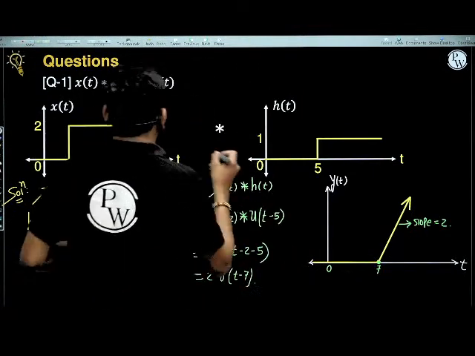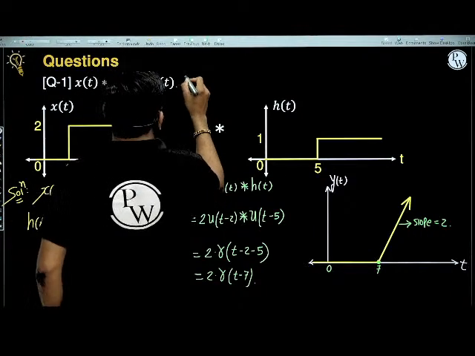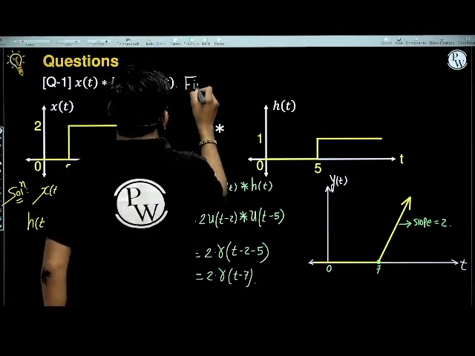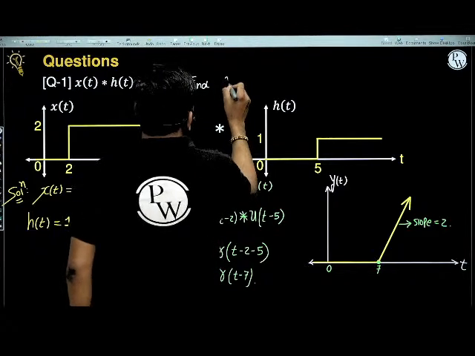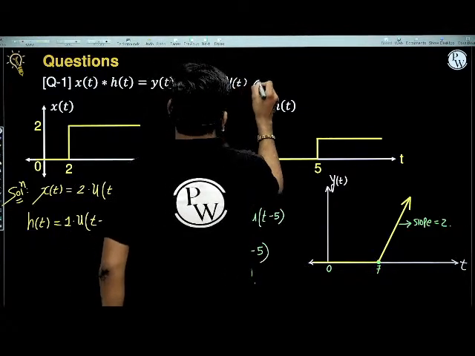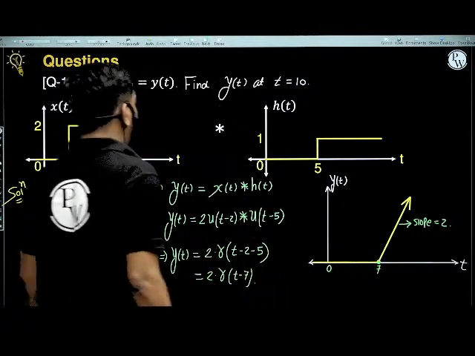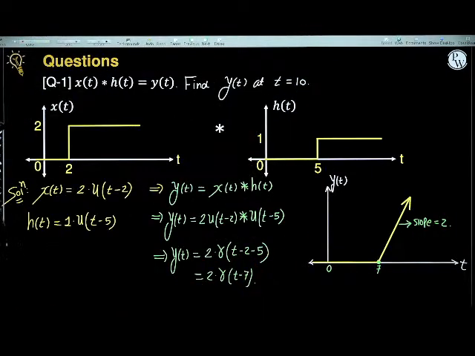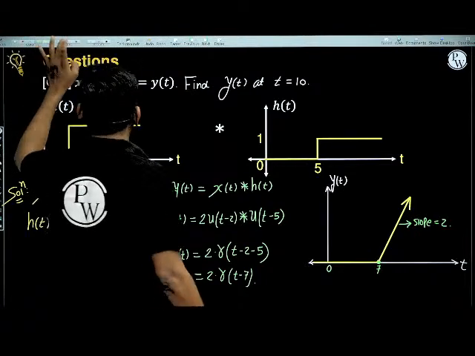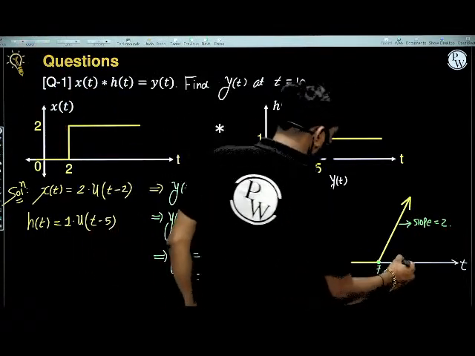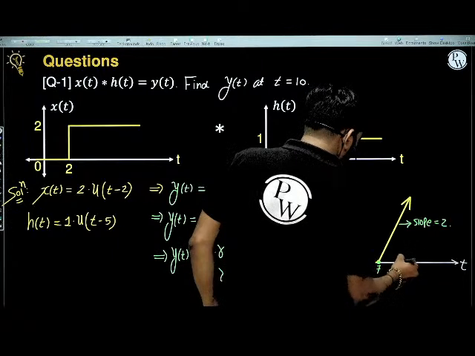Suppose here I'm asking, I'm adding one question, also find y of t at t is equal to 10. So what is the amplitude of the resultant signal y of t at t equal to 10? At t equal to 10, guys, we want to calculate the output, or we can say y of t at t equal to 10.